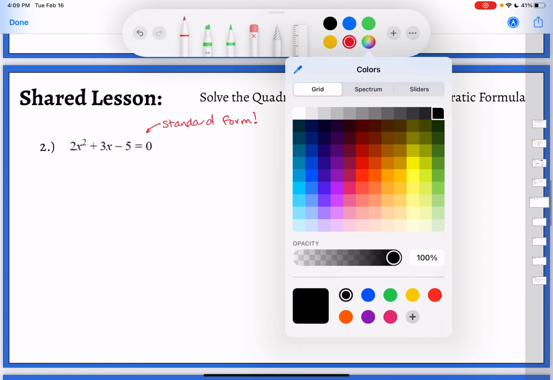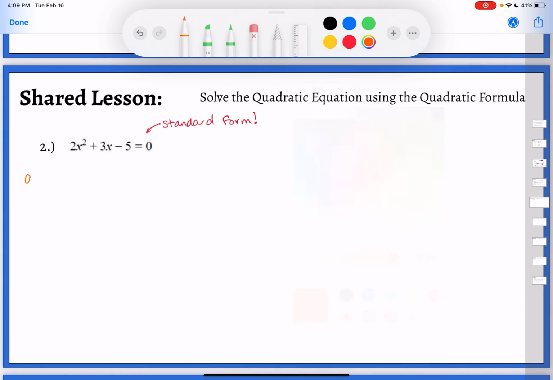Woohoo! So I go through and I figure out what is A. All right, A in this one is 2. What is B? Positive 3 for this one. What is C? C is negative 5.